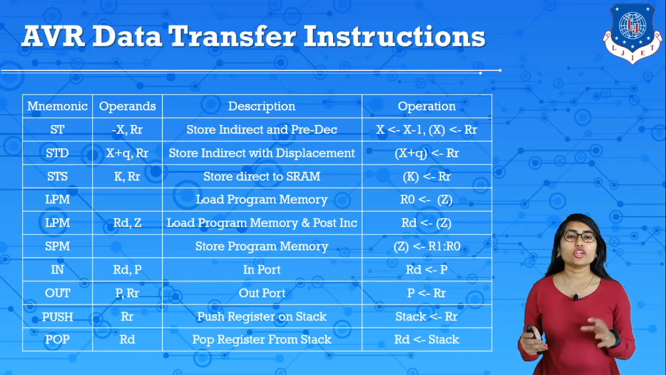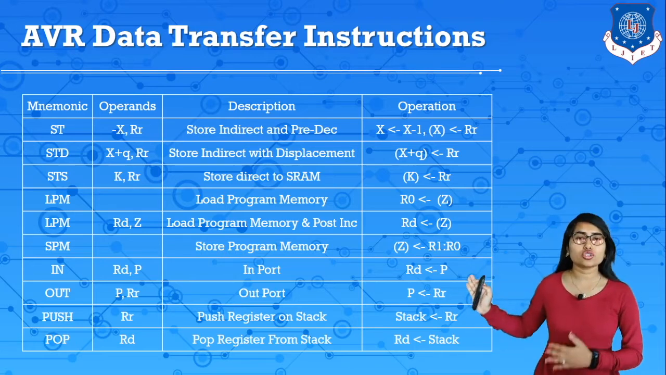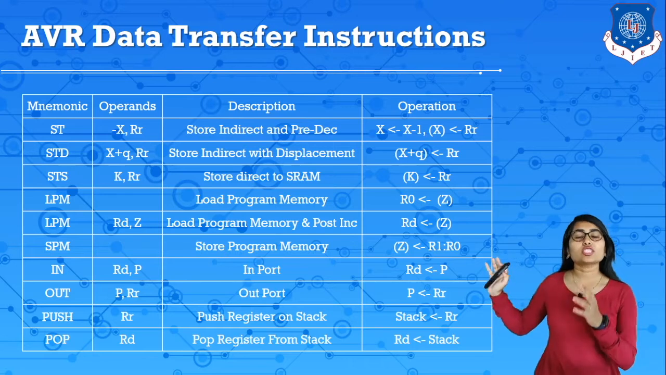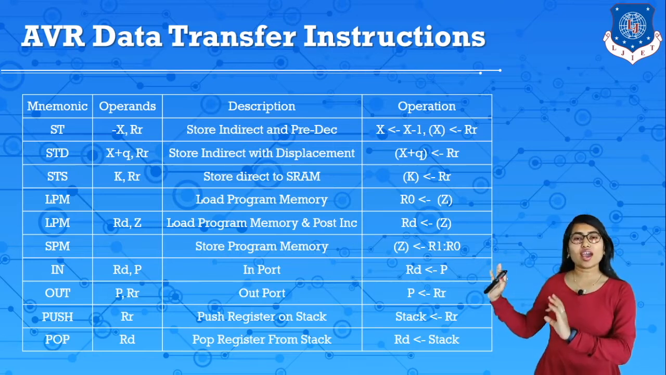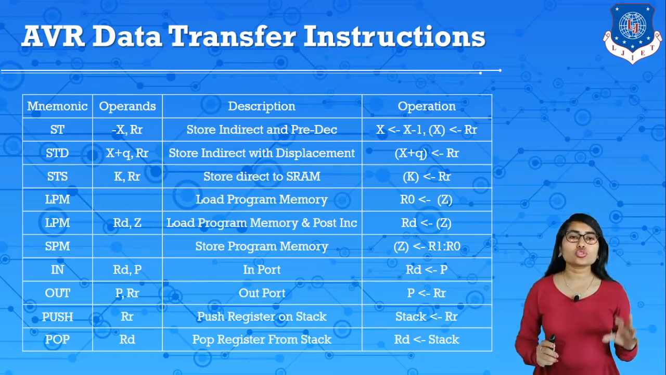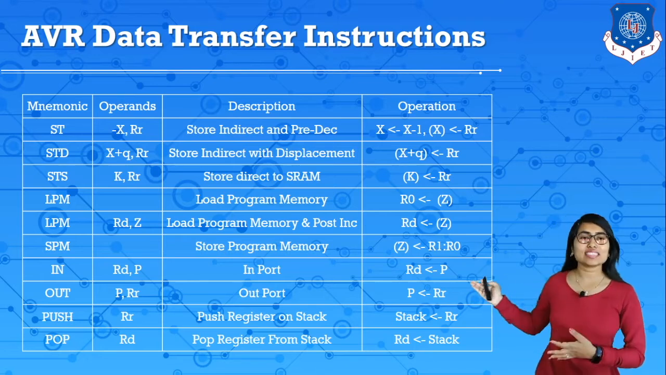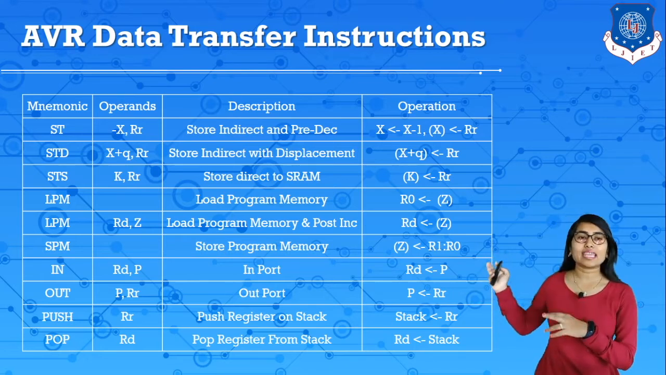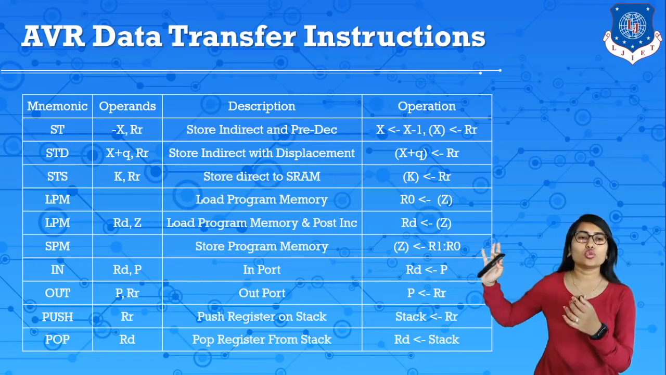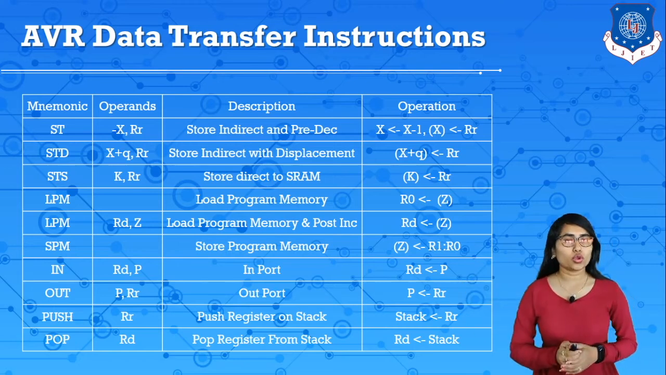Then if we want to store the data with displacement, the STD instruction is used. Whatever the content of RR is, it is stored at the memory location given by X plus Q. Now to store the data from register to memory directly, the STS instruction is used. Whatever the content of RR is, it is directly stored in the location. Then LPM, load program memory.